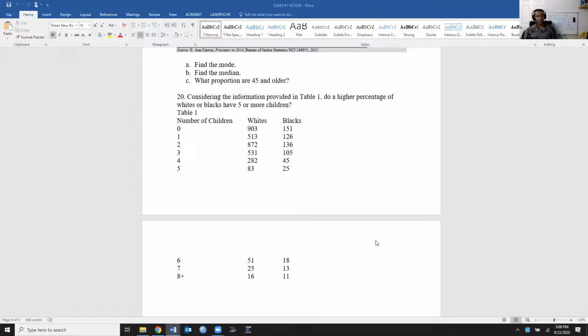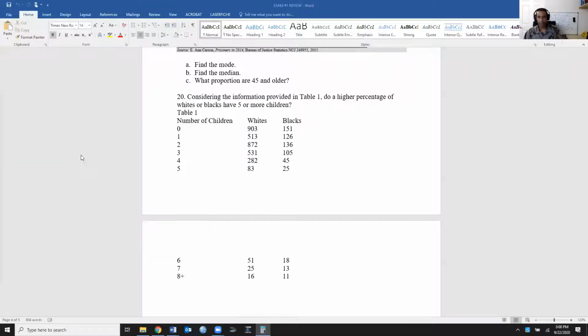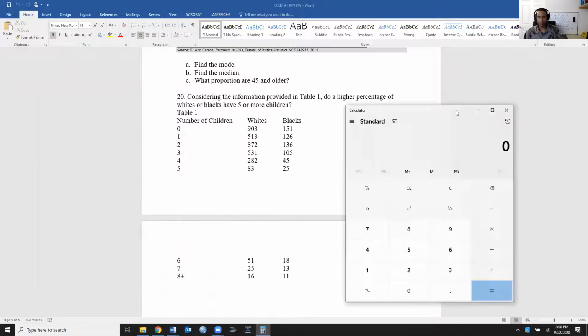Okay, so the first thing we'd have to do is find out how many blacks or African Americans are in this sample? I'll pull this calculator out. So I know that for 0, there's 151 plus 126 plus 13, I messed that up, 36 plus 105 plus 45 plus 25, 10 plus 13. So my N here is 630 African Americans, correct? So that is my N.